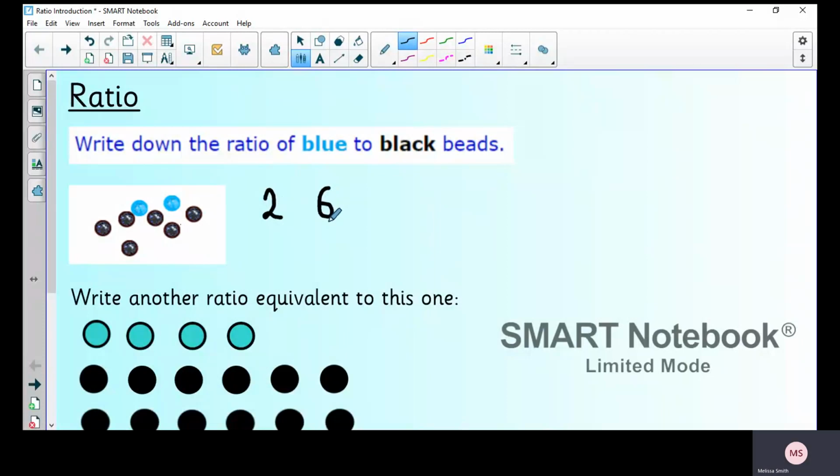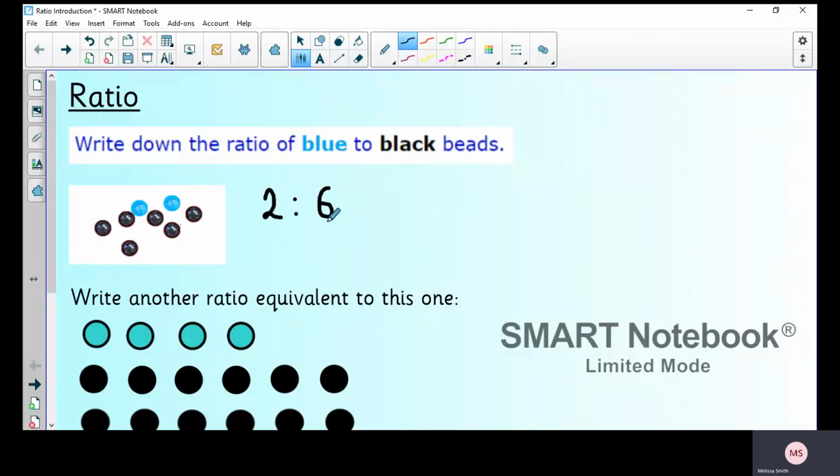Can anybody remember what symbol we use to show ratio? We have covered this in school. We use the little semicolon. So this means 2 blue beads to 6 black beads. Now it's asking us here a question. Write another ratio equivalent to this one. So my original ratio is 2 to 6.